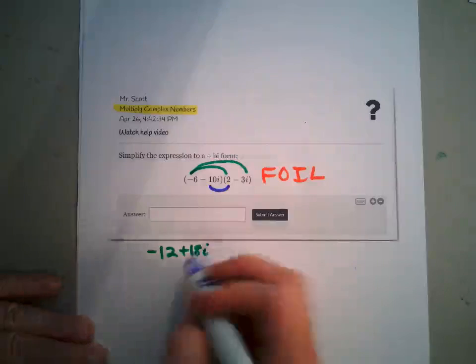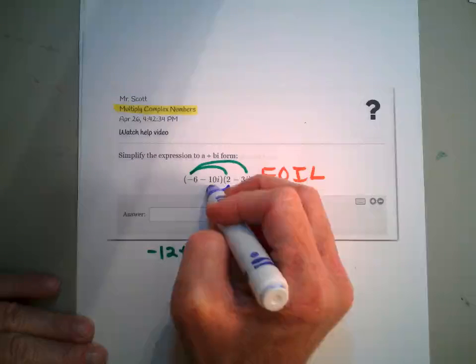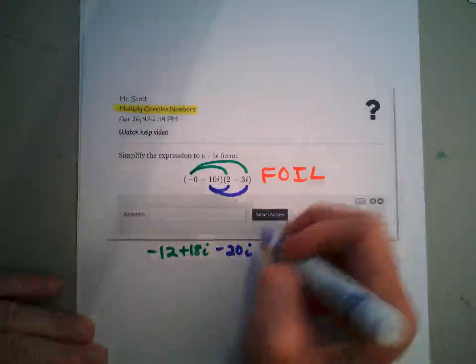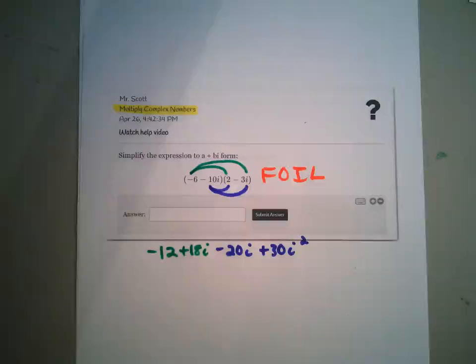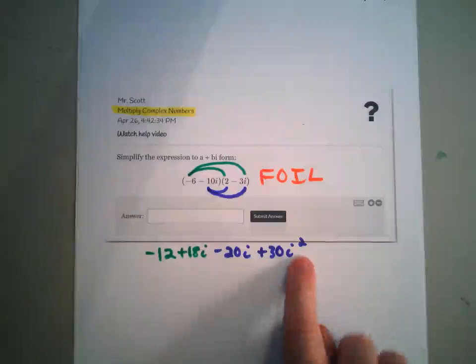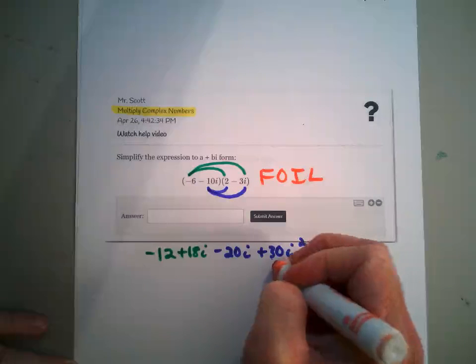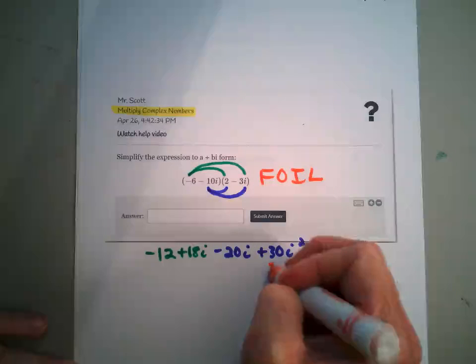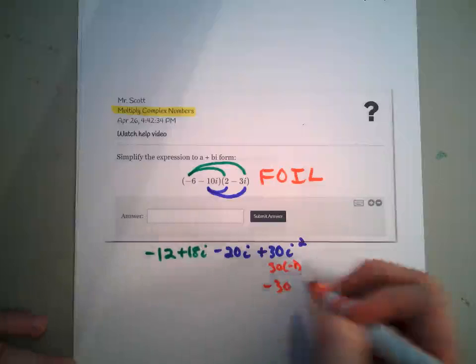Then -10i times 2 is -20i, and -10i times -3i is +30i squared. This is where I was talking about a few minutes ago. Very, very important right here: i squared equals -1. Anywhere you see an i squared, that i squared becomes a -1. So this is 30 times -1, which is going to end up being -30.